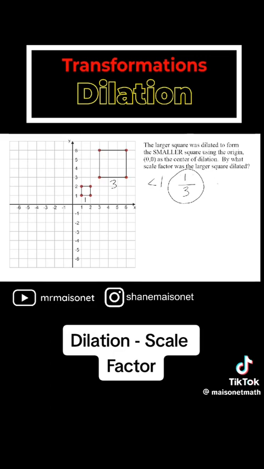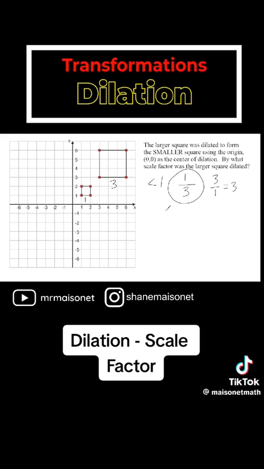So we already figured out what the scale factor is. It is 1/3. Now let's say that you were dilating the smaller square to form the larger square. Then you would just take this scale factor and write its reciprocal. That would be 3/1, which is equal to 3. But that's not what we're doing with this problem, so 1/3 is our answer.